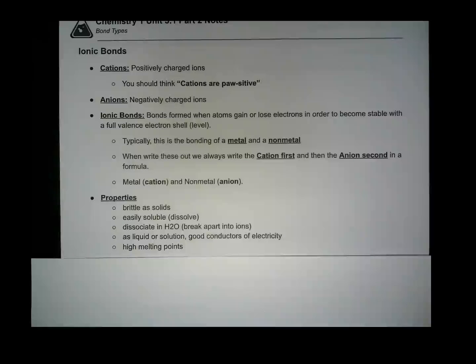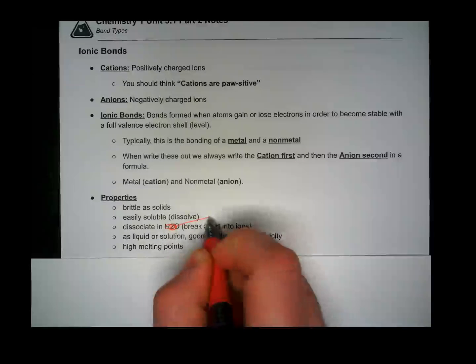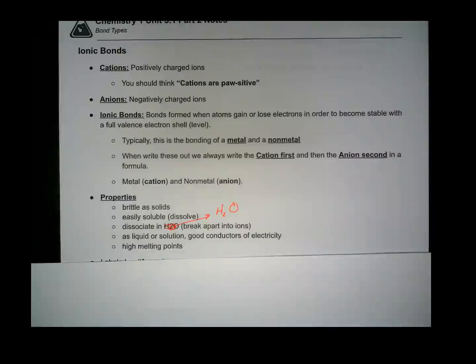Okay. Easily soluble, meaning that it dissolves pretty easily in water. So like this next one dissociates in water pretty easily, breaks apart into its ions. And just so you know, it's not H20 that is supposed to be this. It's supposed to be H subscript 2 and then O, so water.